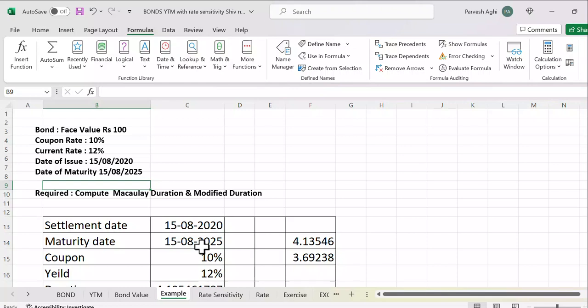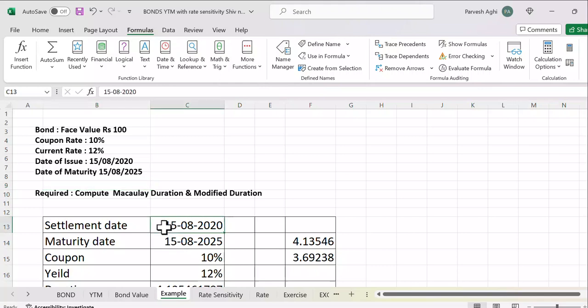Okay, if it says 3%, that means if there's a 1% change in the interest rate, the bond value will go up by 3% or go down by 3%, depending on which way the interest rates are going. Okay, fine. We'll understand that in more detail. First of all, how do we calculate Macaulay's duration? There's a formula in the Excel sheet.